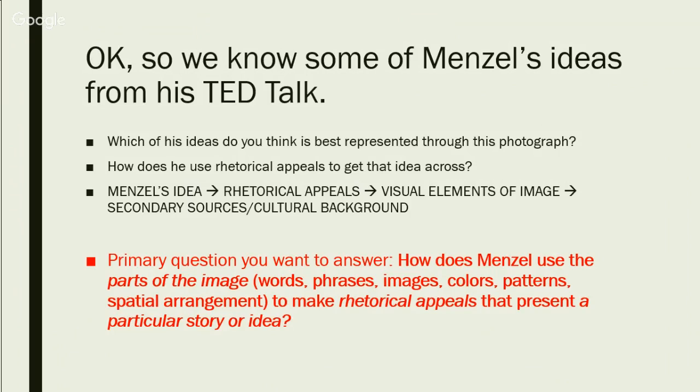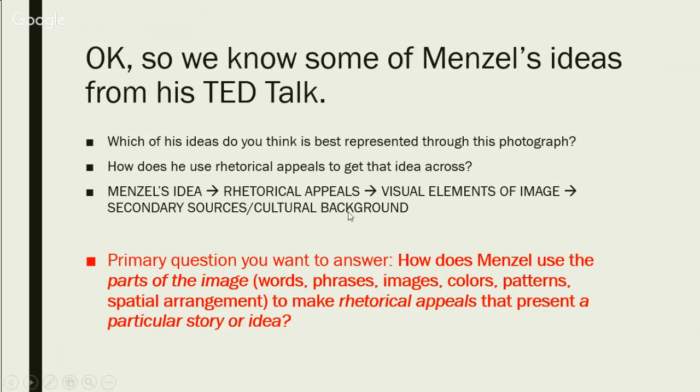How is he using image composition to make rhetorical appeal? How is he using design? How is he using color? How is he using the content of the image? Patterns, things like that. He's using those to make specific rhetorical appeals, which he makes to overall support this one idea or claim. And you're basically unpacking how that happens.